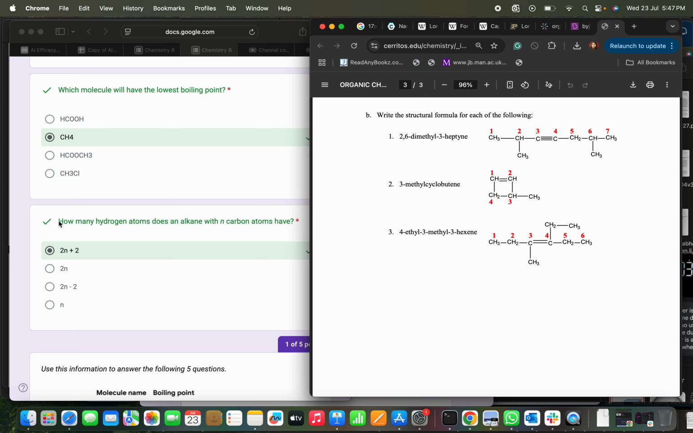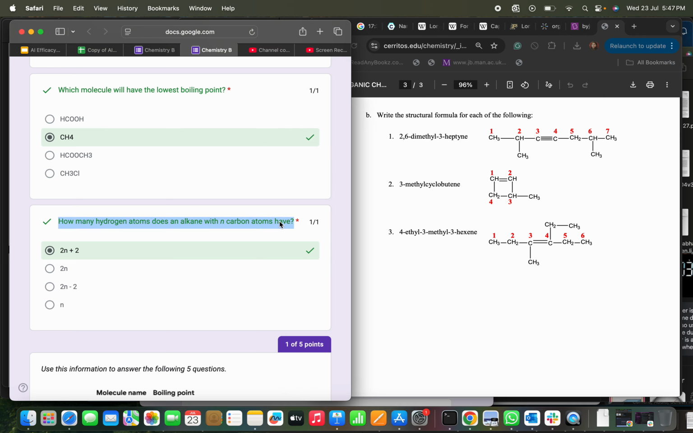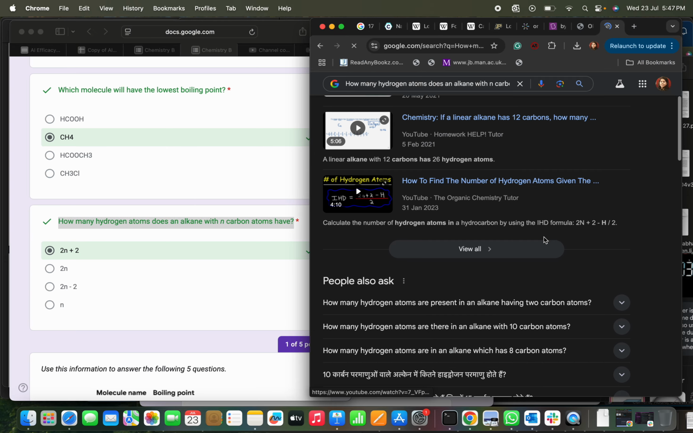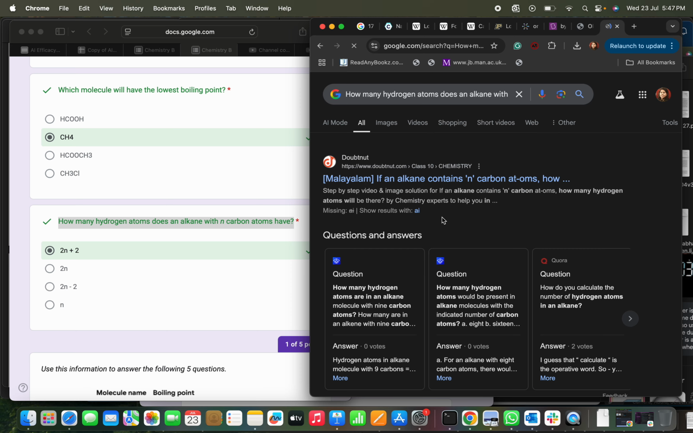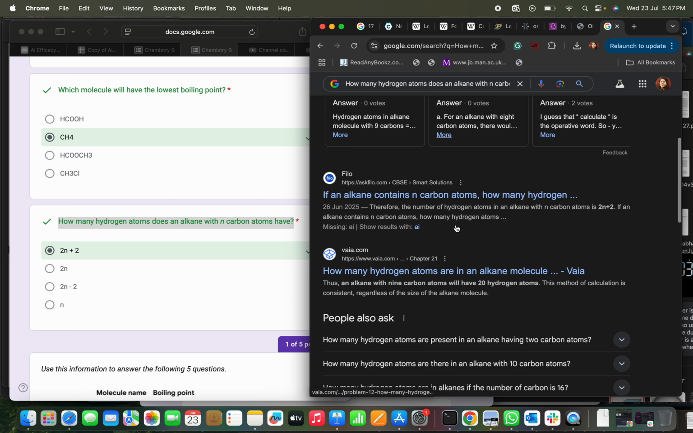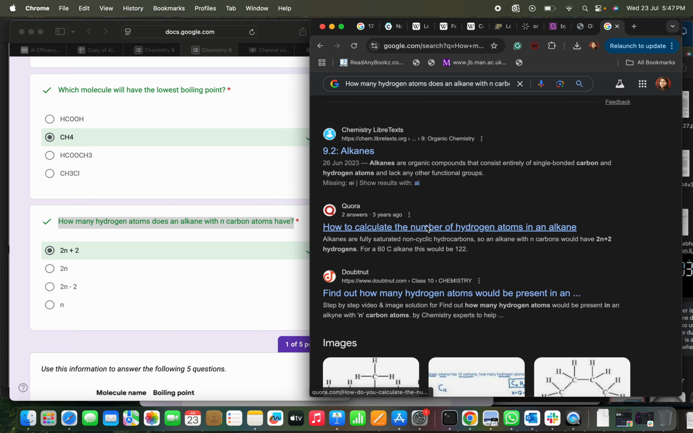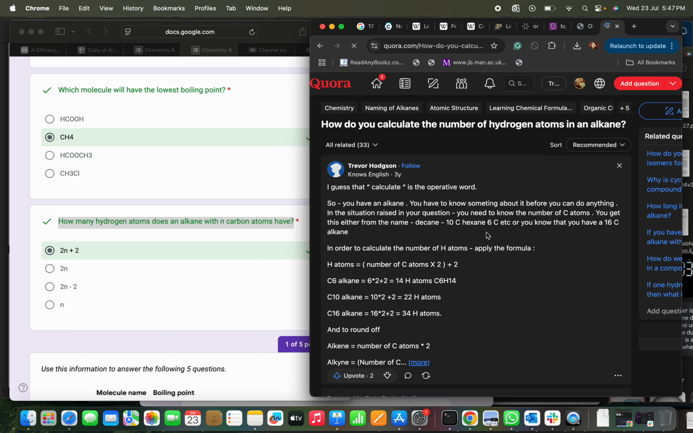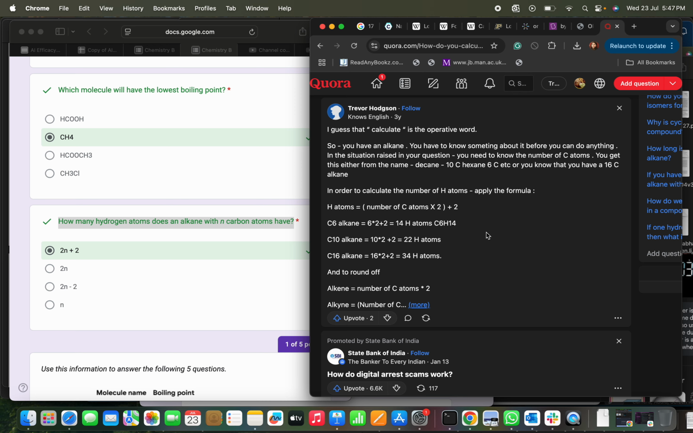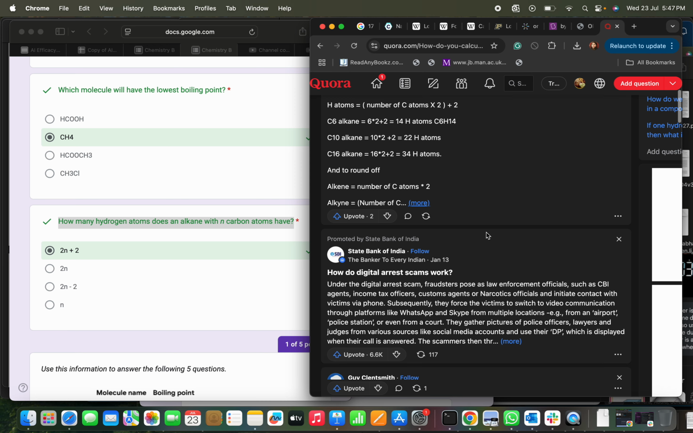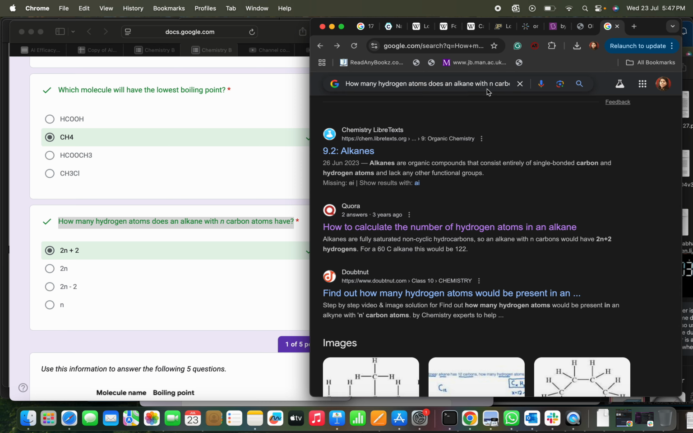I'll put this also. Let's see if I get something better. Sorry, it should have been with minus A. I guess that calculate is the operative word. Hydrogen atoms: number of carbon into 2, 6 plus 2. Let's go with alkene.